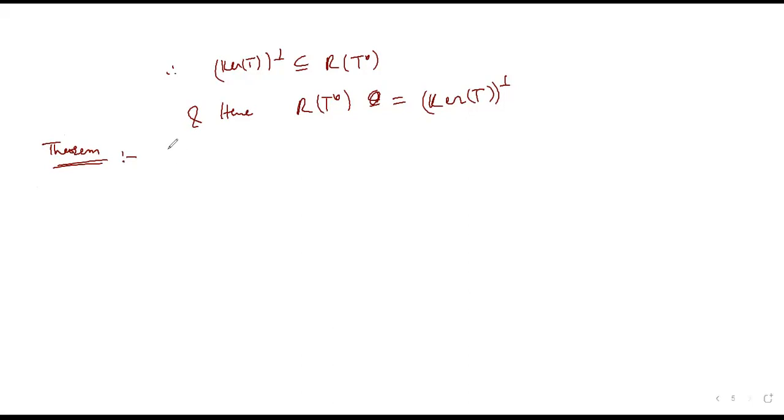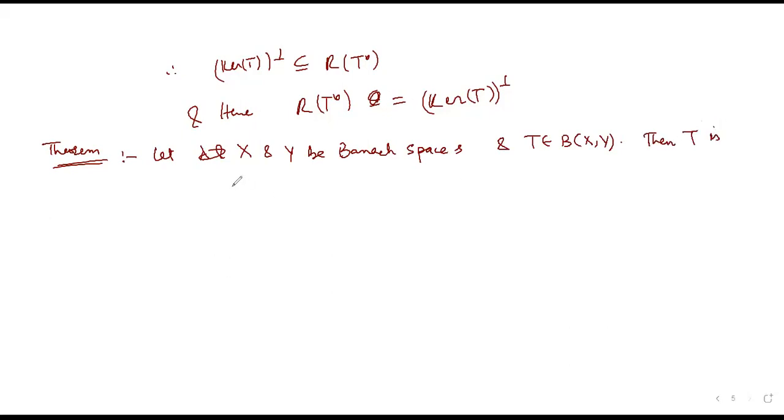तो हम ये कह रहे हैं कि अगर X and Y are Banach spaces, क्योंकि तुम्हें पता है open mapping theorem में Banach होना, complete होना जरूरी. तो let X and Y be Banach spaces. I wish we could discuss it in a classroom setting. And T is a bounded linear operator from X to Y. Then T is surjective if and only if T star is bounded below.